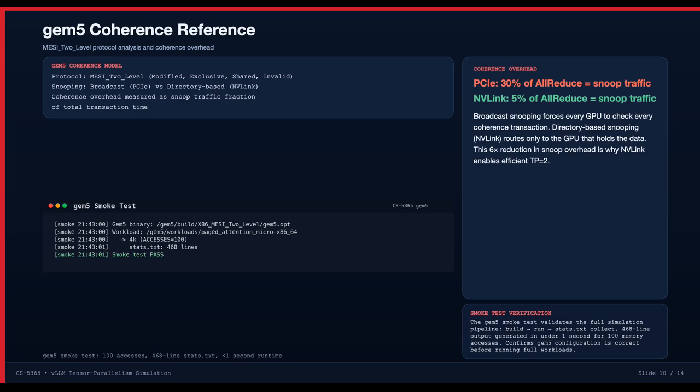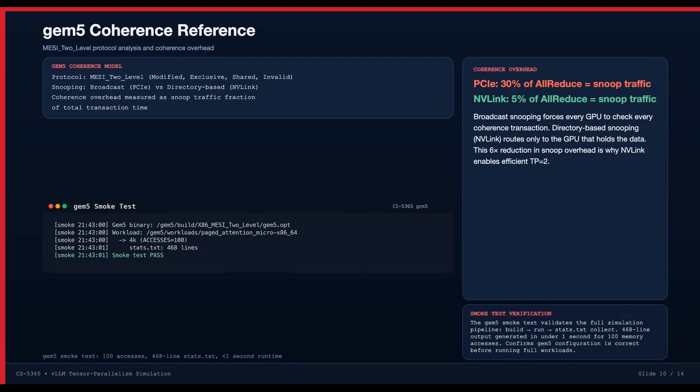So it's slightly different than the NVLink versus PCI Express setup. I have on here the full workload setup, but comparing apples to apples, I'm not sure I would consider the gem5 coherence reference similar to the PCI Express and NVLink setup. But we do have similar results, where 5% of AllReduce overhead for snoop traffic and 30% overhead for AllReduce snoop traffic in PCI.